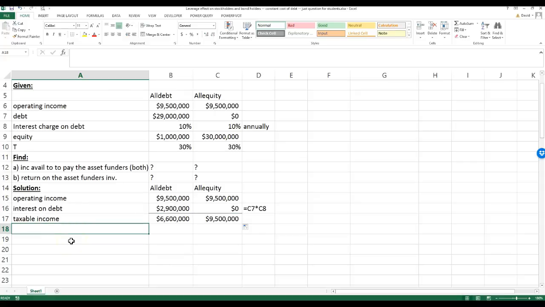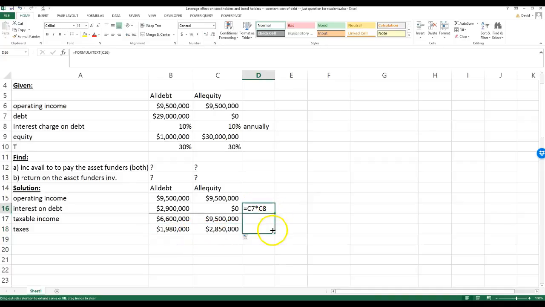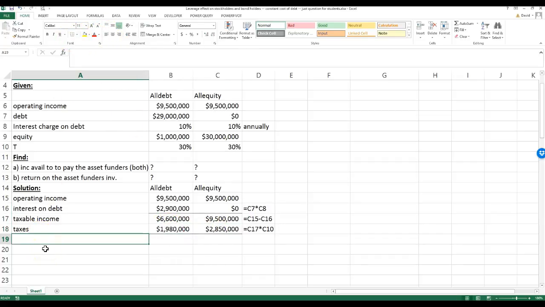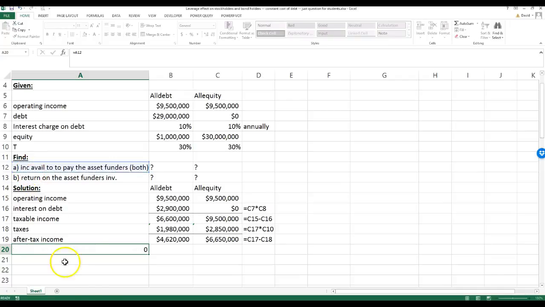And then finally, we want to calculate our taxes. Our taxes are going to be equal to our taxable income times our tax rate. Okay? Let's go ahead and underline that, because we're going to subtract it again. And then we're going to say after-tax income equals that minus that. Okay? And finally, we can answer A. So I'm going to say this equals A.